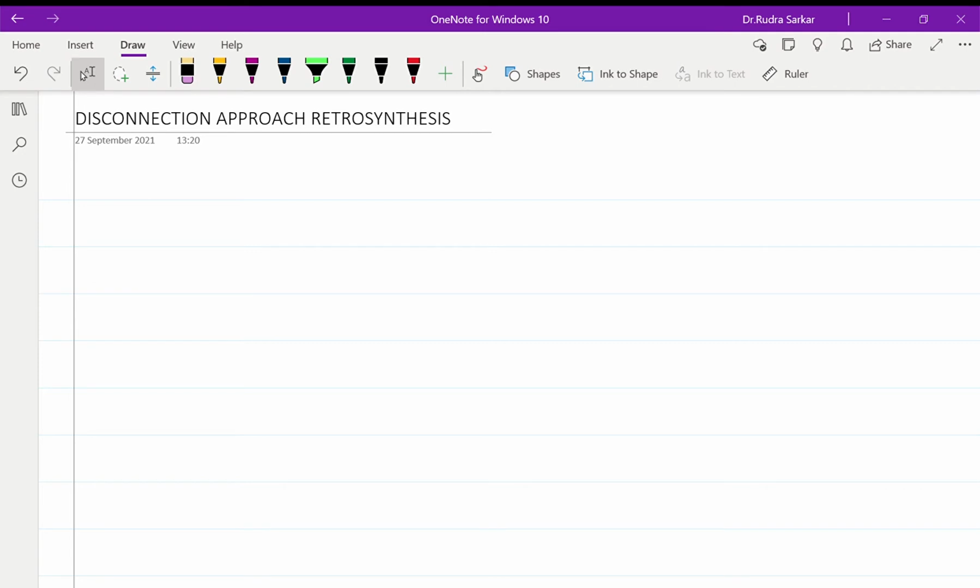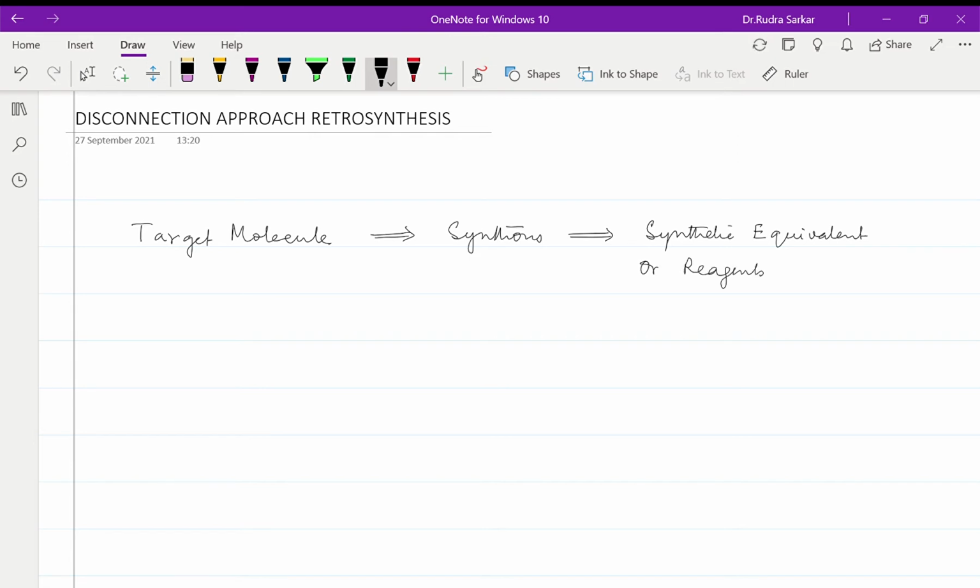So today in this lecture we will be discussing some technical terms for the disconnection approach. So suppose I say target molecule, and I represent this with an arrow and then I write synthons. Then I use another arrow and I write synthetic equivalents, or I can say reagents. So what is the meaning of this target molecule, synthon, synthetic equivalent, or reagents? We will be discussing that. And what is the meaning of this arrow that we have given over here? So we're going to discuss these terms today.